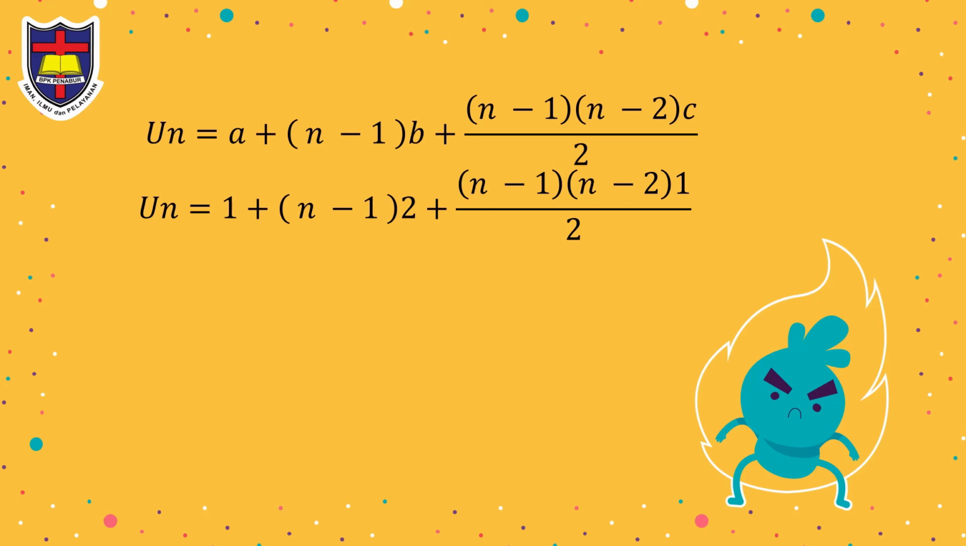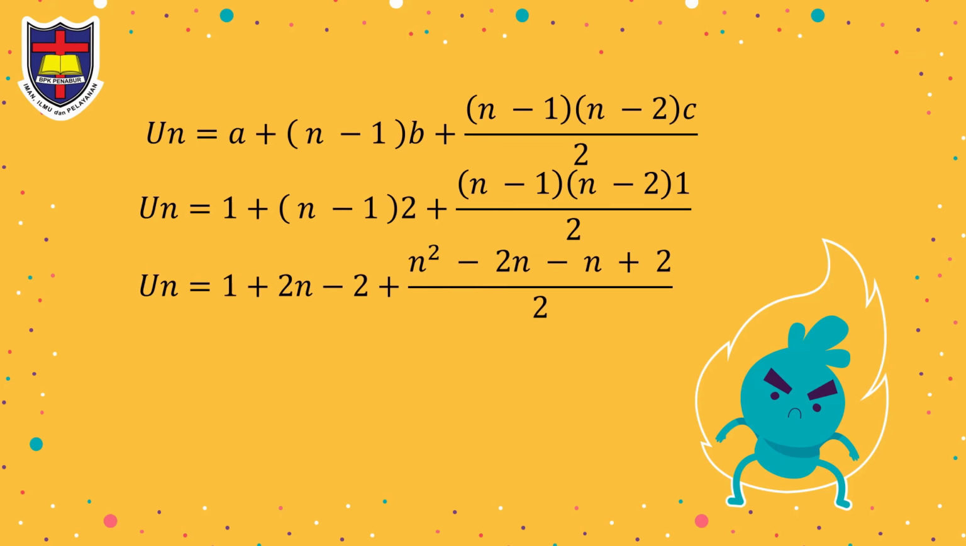Nah ini kerjain kayak biasa. (n min 1) kali 2 ya, capek kepiting. Terus ada (n min 1) kali (n min 2) juga sama, capek kepiting. Jadi 1 tambah 2n min 2 tambah n kali n kuadrat. Min 2 kali n, min 2n. Min 1 kali n, min n. Min 1 kali min 2 plus 2 per 2.